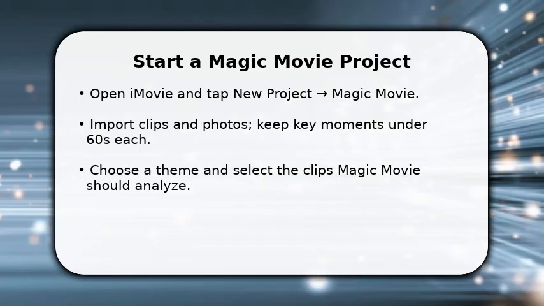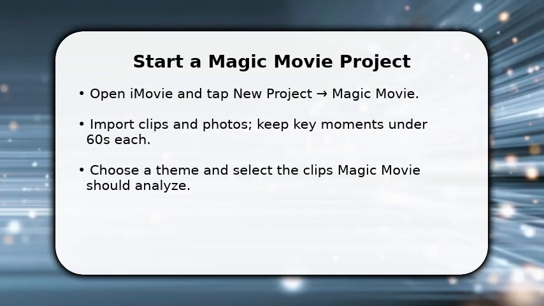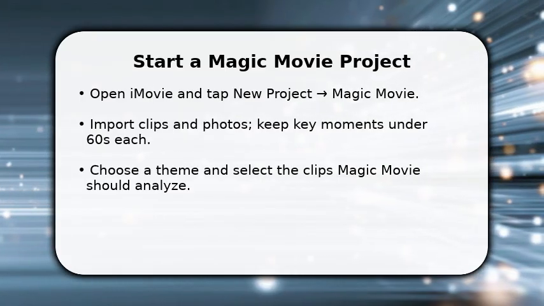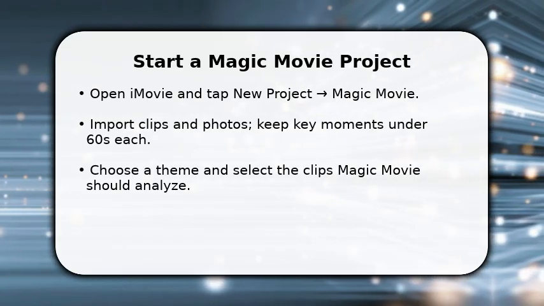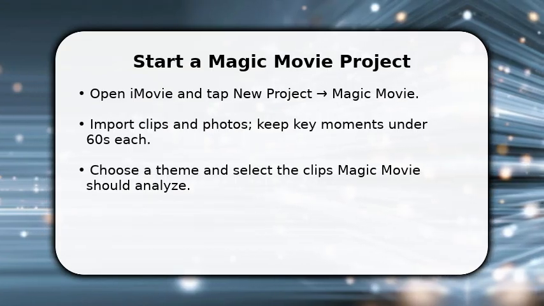You begin by opening iMovie and tapping New Project, then pick Magic Movie so iMovie analyzes your footage automatically. Import your clips and photos. You want clear, well-lit moments so the algorithm finds highlights.